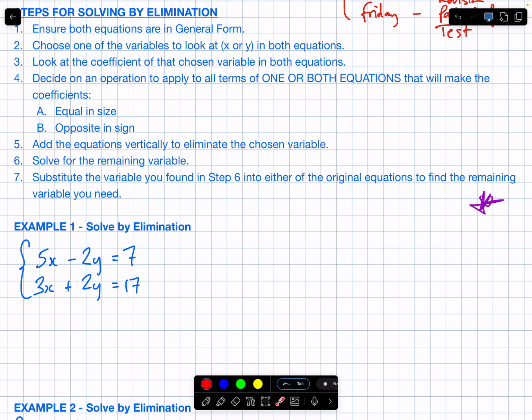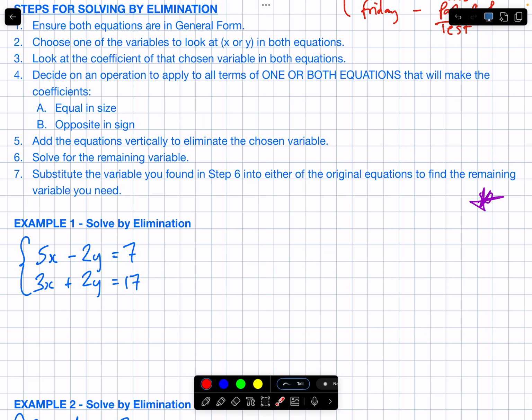All right, let's demonstrate this. I want to solve this by elimination. What does the first step say? Ensure both equations are in general form. Are they in general form? Yes? Tick. Step 2. Choose one of the variables to look at, x or y, in both equations. Am I giving you a choice in step 2? It doesn't matter which. Which variable do you want to look at? X. Okay, let's look at x.